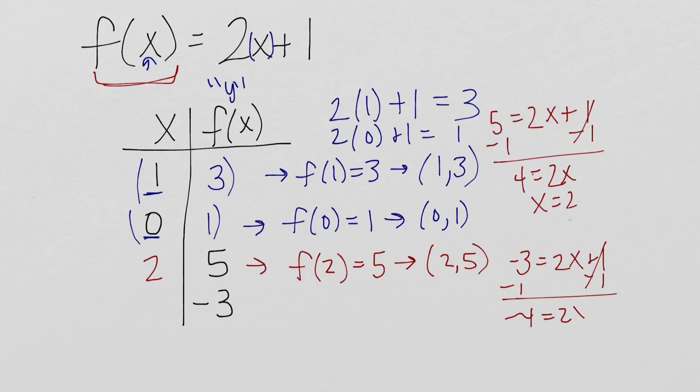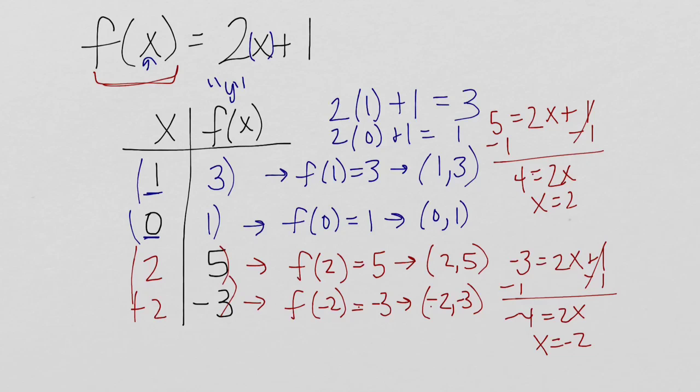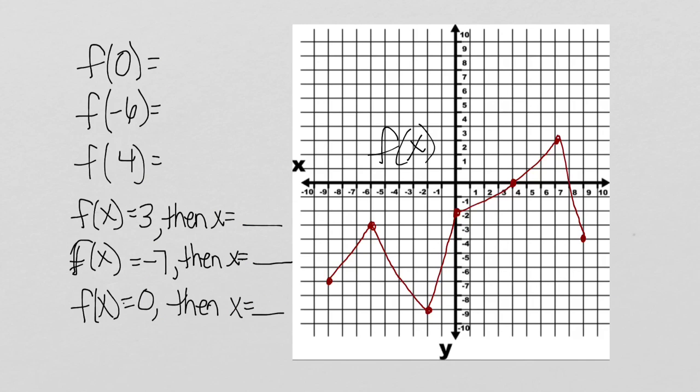-1, -1. -4 equals 2x, so x equals -2. So now we just found the input that goes with this output. So my point would be -2, -3. Alright, and again, you can pull these points straight off your table, but these lie on this line that we have as a function. Alright, you can also do this same idea with graphs of functions.